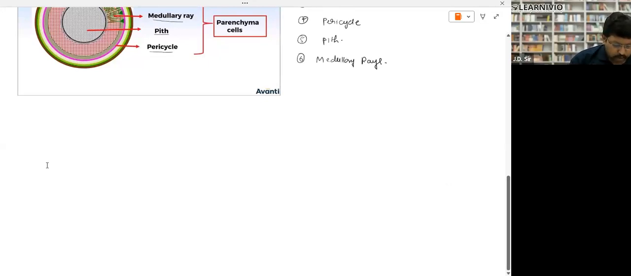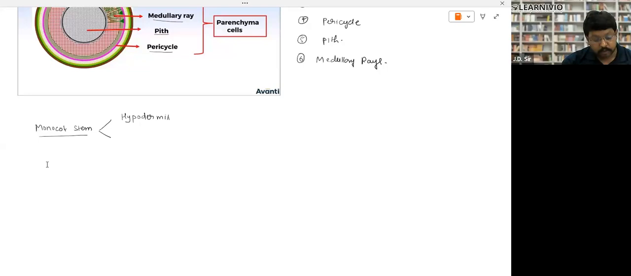So what about the monocot? When we talk about the monocot stem, it has out of them only these two parts. What are those? Hypodermis and ground parenchyma, right? They are made up of basically parenchymatous tissue.